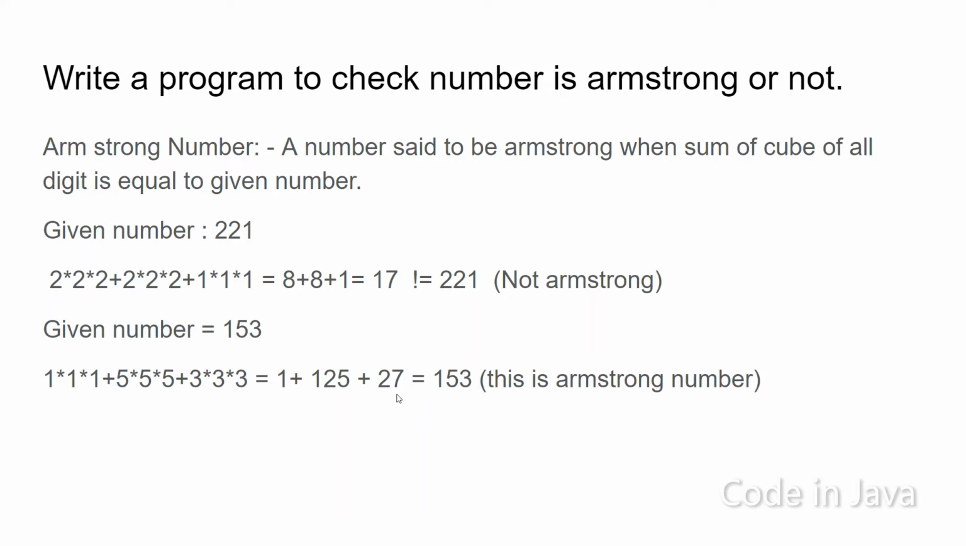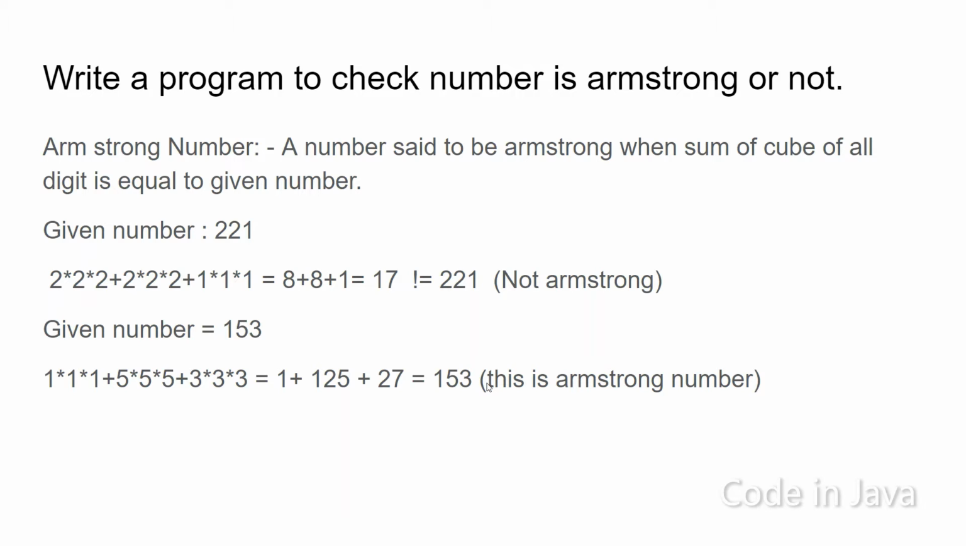So now we will sum it. So 125 plus 1 is 126, plus 27, so it will be 153. So the given number is 153 and the sum is 153. So this 153 is an Armstrong number.